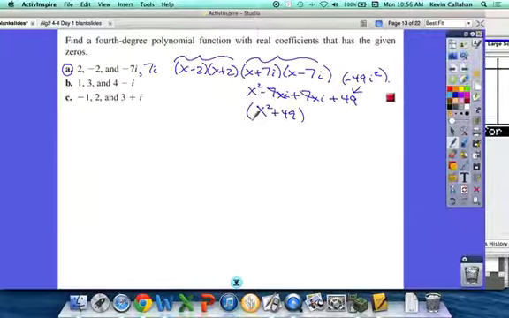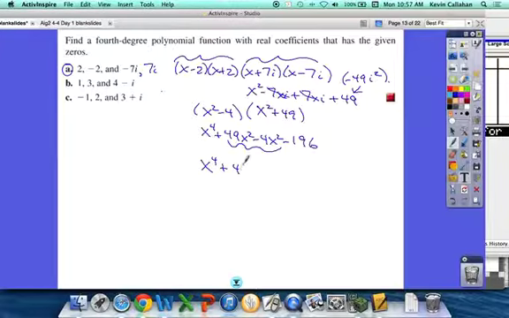How about the x minus 2 times x plus 2? It's x squared minus 4, right? That's the factoring of a difference of squares. x squared minus 4. And so now you need to multiply those together, right? x to the 4th plus 49x squared minus 4x squared and negative 196. These two are like terms. x to the 4th plus 45x squared minus 196.